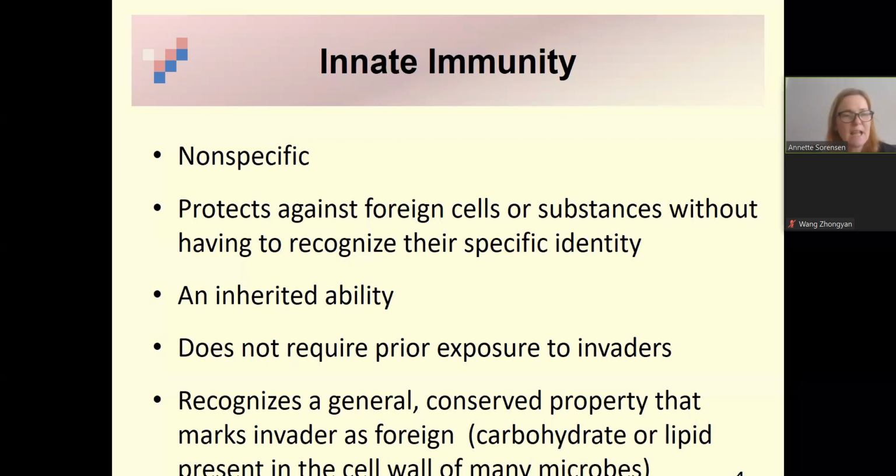What it does is recognize some general properties which are found on pathogens, such as some of the carbohydrates and lipids present in the cell walls of many microbes. And this is what these cells of the innate immune system can recognize, and that's how they know that it is a foreign cell or substance which has entered the body.